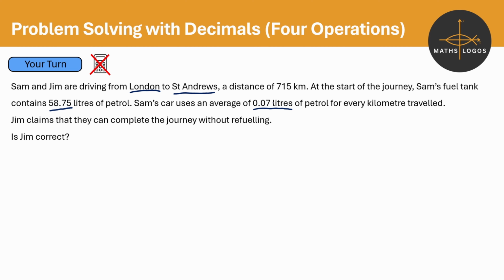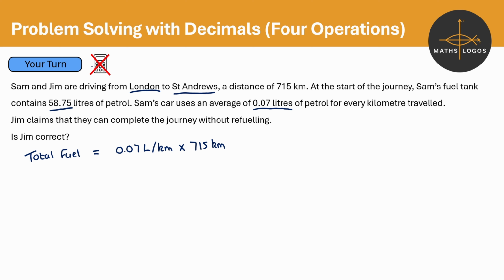So the first thing that we can do is work out how much fuel they used on the journey. We know that they used 0.07 litres for every 1 kilometre, and we know how many kilometres they travelled. So I can say the total fuel is equal to 0.07 litres every kilometre. That's how much they would use if they just travelled 1 kilometre. But they travel 715 kilometres. So I would multiply these two numbers together. That's going to give me the total fuel.